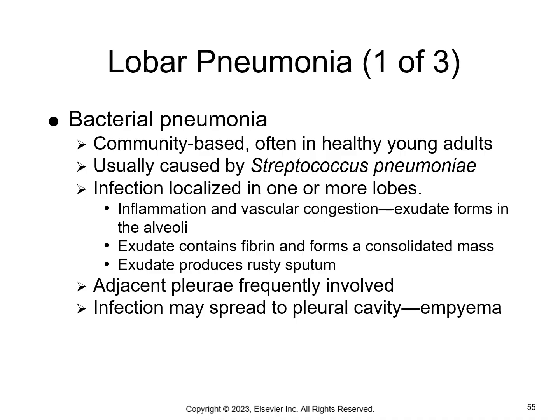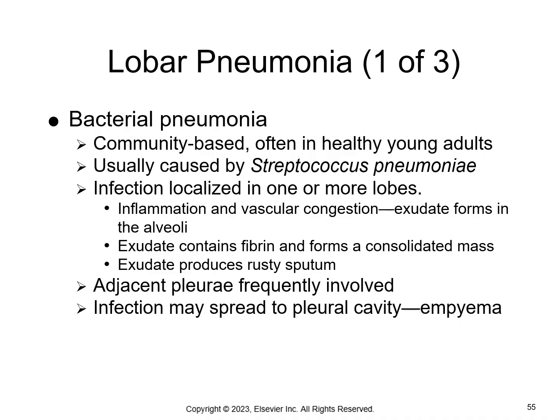So lobar pneumonia, this is more of a bacterial pneumonia. It's an infection, and it's going to be localized in one or more of the lobes. Sometimes it will colonize in the nasopharynx without producing any symptoms. First stage in development is congestion. So we have inflammation and vascular congestion in the alveolar wall, and the exudate forms in the alveoli, and that's going to interfere with oxygen diffusion.